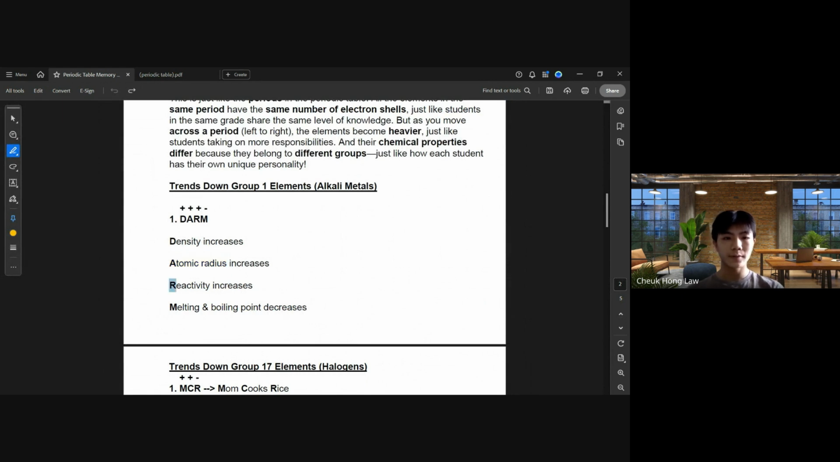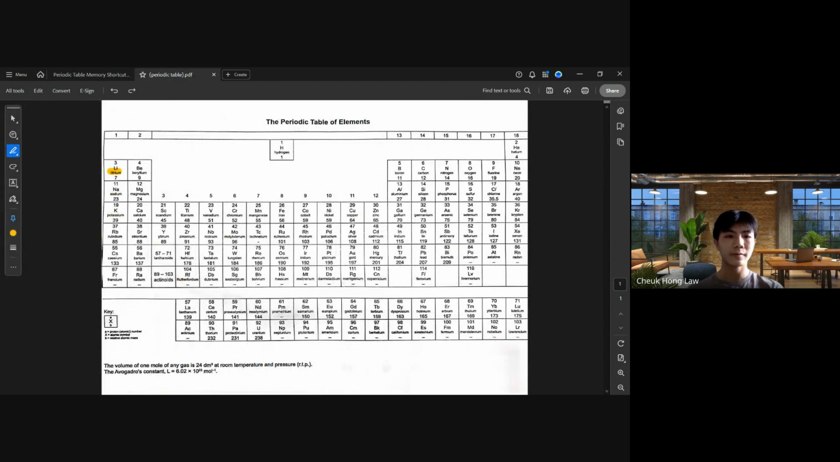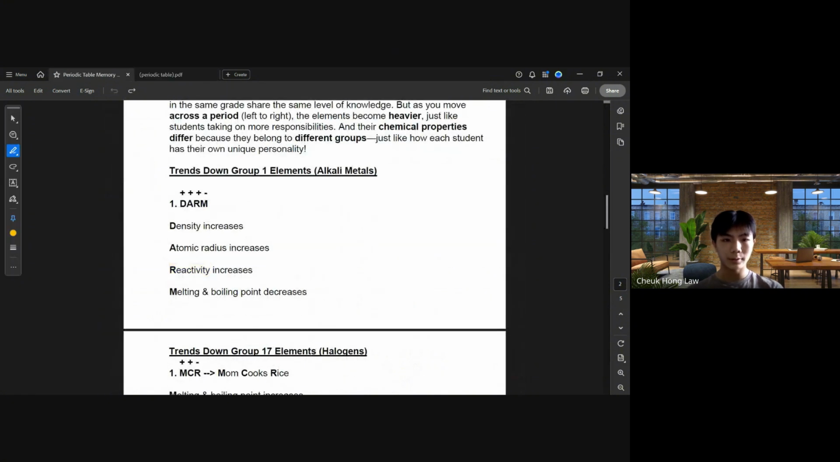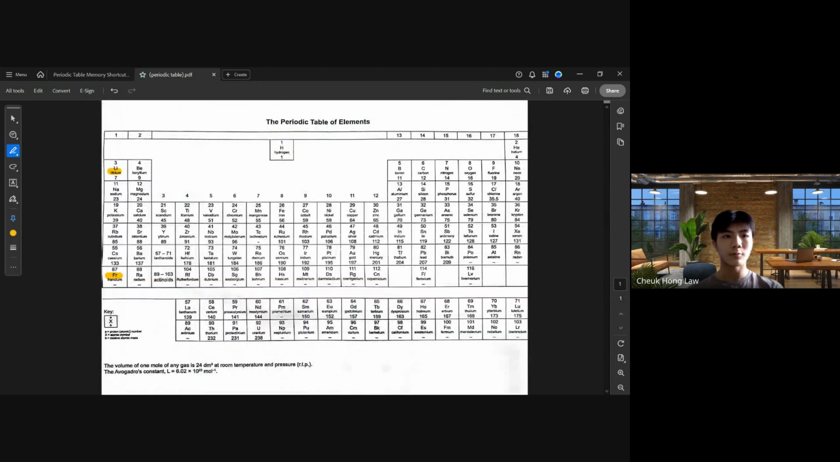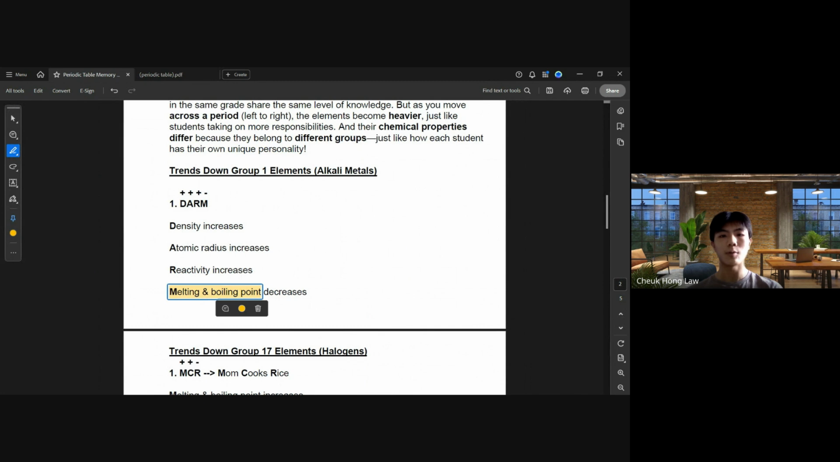Okay, next, reactivity increases down the group, which means that lithium will be the least reactive and francium will be the most reactive out of all the group 1 metals, right? And finally, melting and boiling point decreases down the group. So lithium will have the highest melting and boiling point, and francium will have the lowest melting and boiling point. Okay, so those are the trends down group 1 elements, DARM plus plus plus minus.